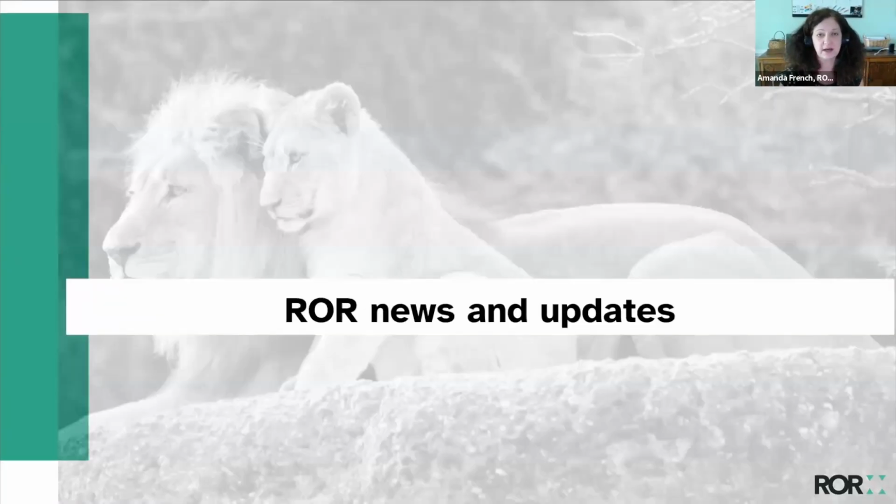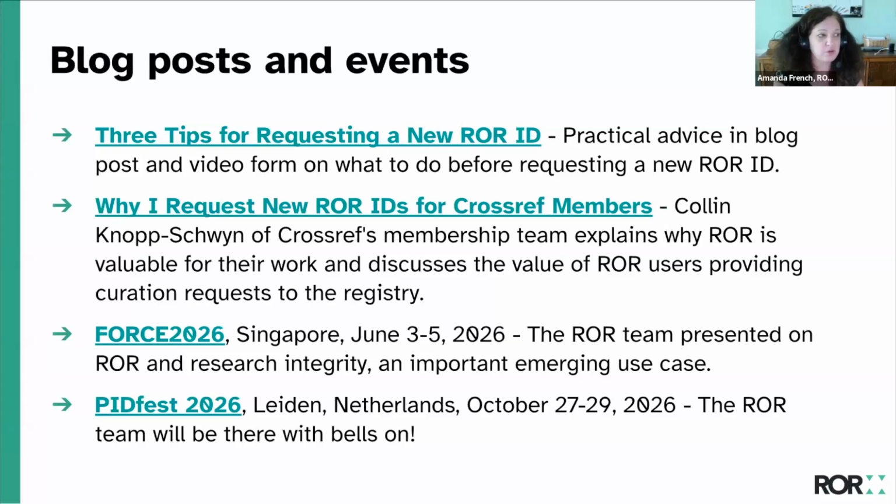Right, so I'm just going to give you some brief news and updates about what ROR has been up to. We've published just a couple of blog posts. This first one, I think, has been getting quite a lot of traction, and it's arguably the second in a series of blog posts about ROR curation. And curation, of course, means the process by which we update the registry, by which we add new records and modify existing records. So this blog post includes an embedded video with 3 tips for you if you're thinking about requesting a new ROR ID. So please take a look at that if that's something you're interested in.